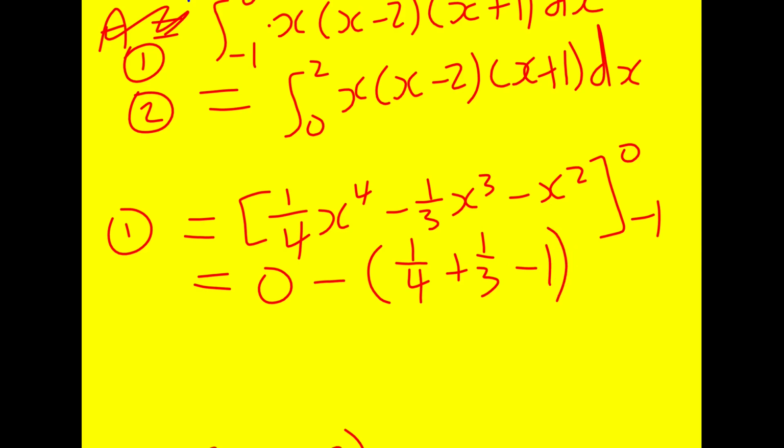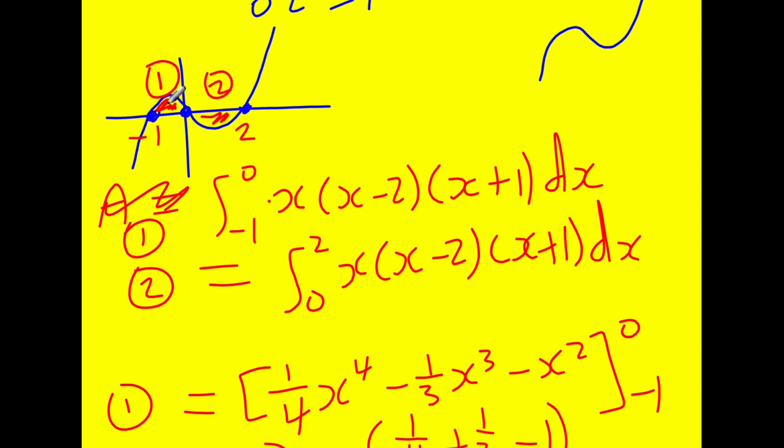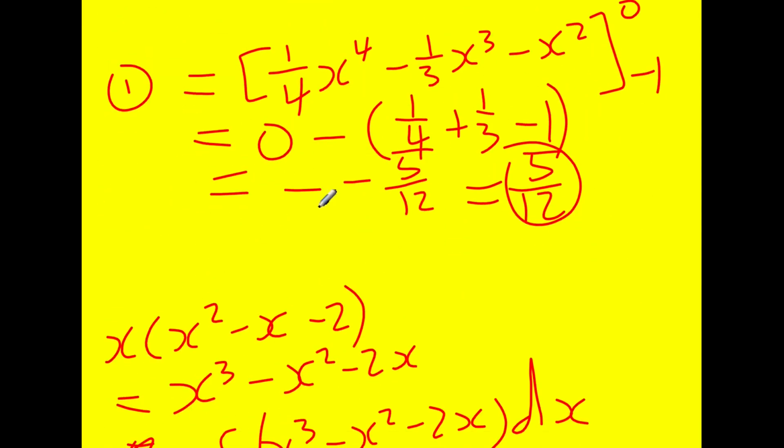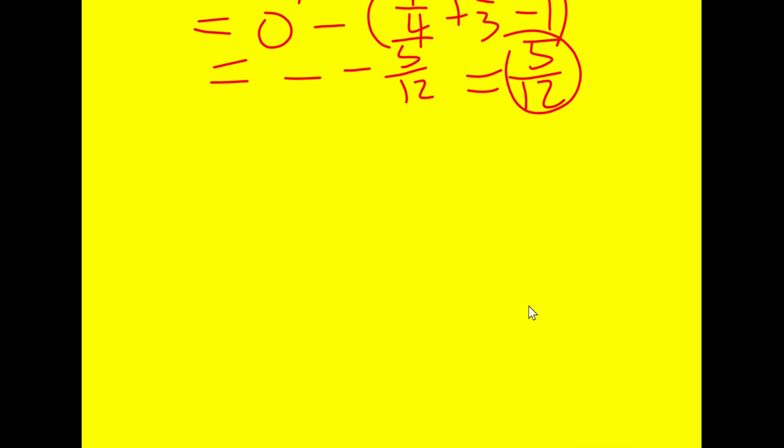Okay, do be careful with this. And that's going to give me minus, I probably would get my calculator at this point just to be safe, minus 5 over 12 or 5 over 12. So I have found the first area, which is 5 over 12. Now I'm going to find the second area. I'm going to delete that now.